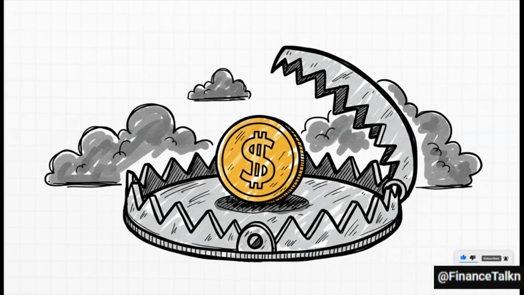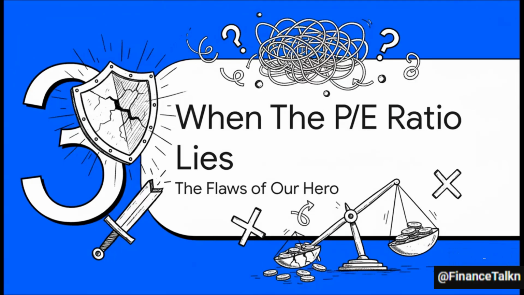Now here's where our hero's story starts to get a little complicated. Sometimes a stock has a low PE for a very, very good reason. The company's in trouble. This is the classic value trap. It looks cheap on the surface, but it's really just a cheap ticket on a sinking ship. And this is our first big clue that maybe, just maybe, this one number doesn't tell the whole story. Which brings us to the next chapter in our journey. It's time to talk about when our hero, the PE ratio, flat out lies to us.